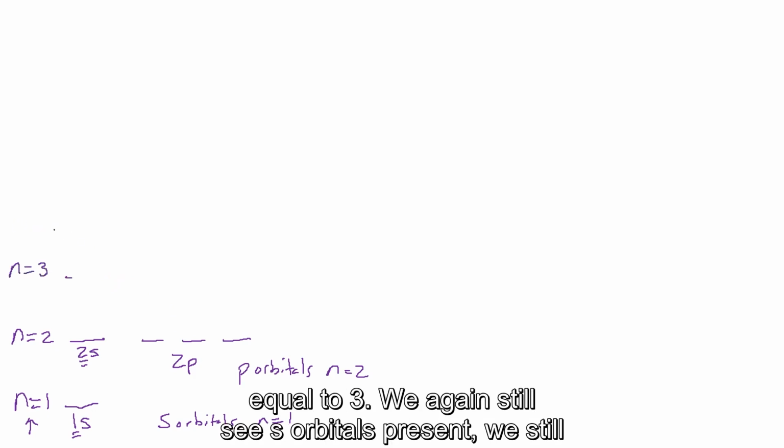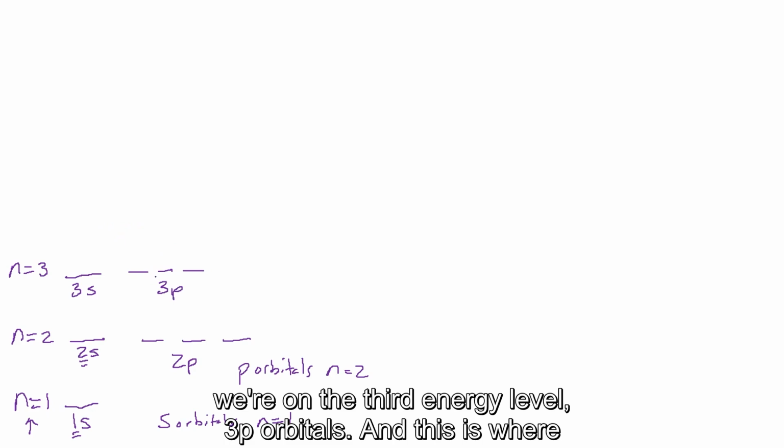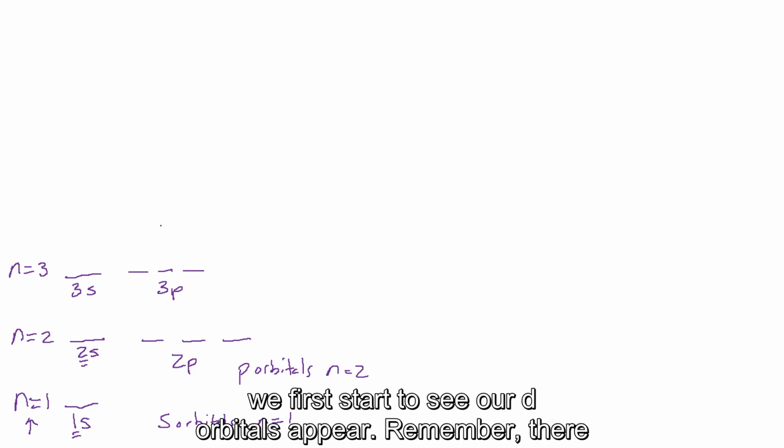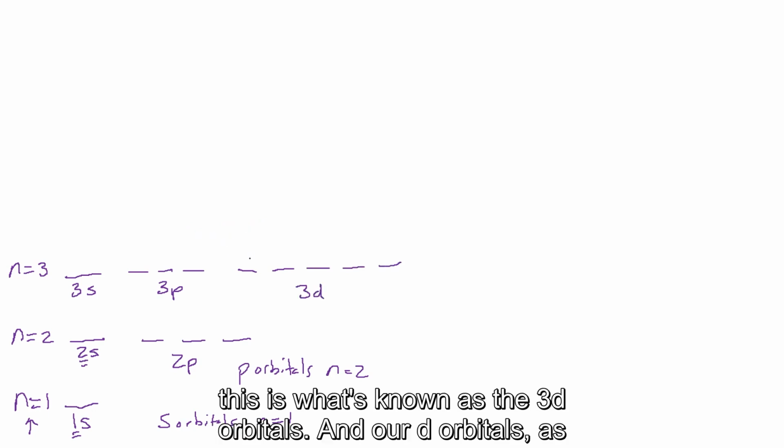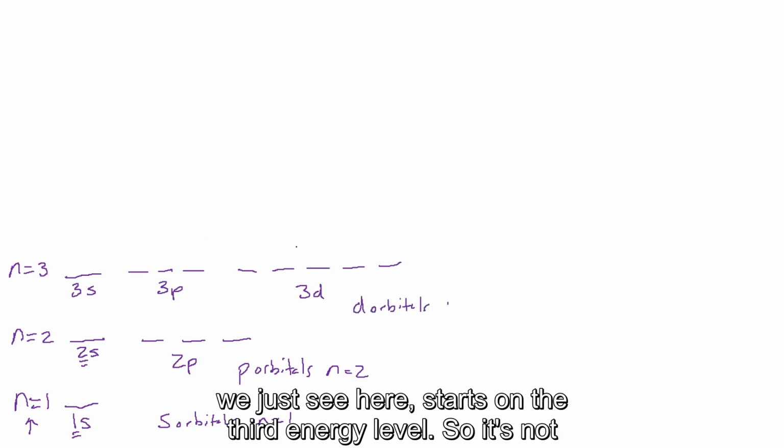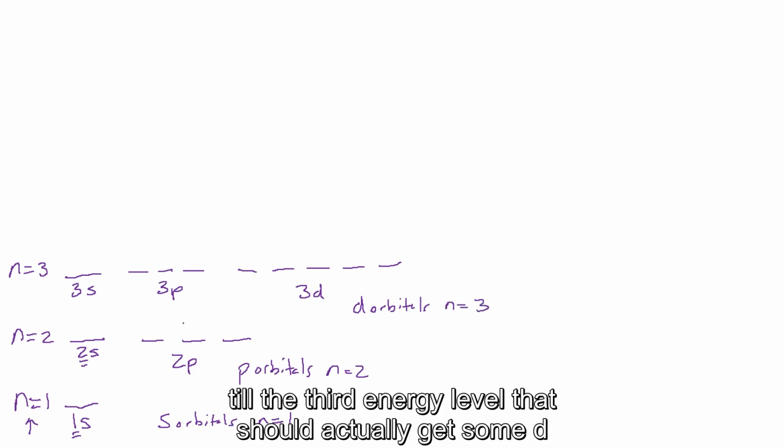Coming to the next energy level, n equals 3, we again still see s orbitals present. We still see p orbitals present, which would be at this point, since we're on the third energy level, 3p orbitals. And this is where we first start to see our d orbitals appear. Remember, there are 5 different d orbitals represented by these lines, and this is what's known as the 3d orbitals. Our d orbitals start on the third energy level. So it's not until the third energy level that you actually get some d orbitals available to you.